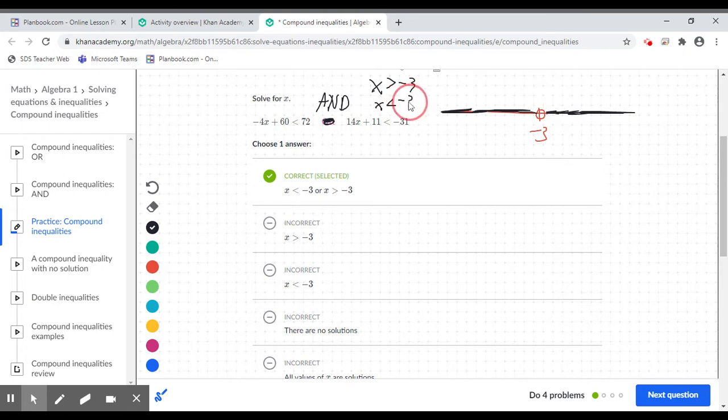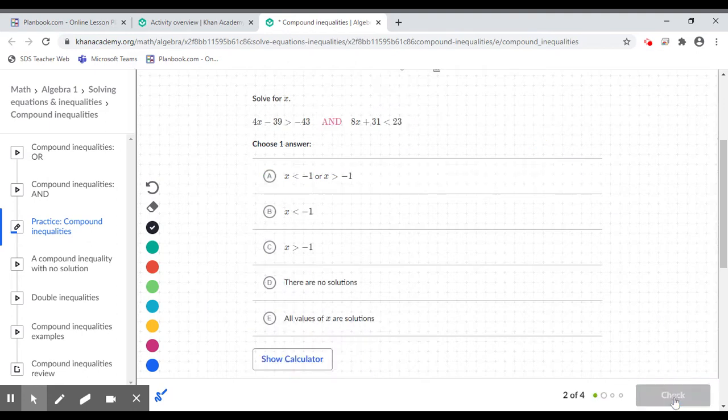Tell me where the shaded area overlaps. Does it ever overlap where x, the part I shaded, is greater than negative 3 and also less than negative 3? That doesn't make any sense. If that was the case, there would be no solution, and we would actually choose this right here, because there isn't a number that is both greater than negative 3 and at the same time less than negative 3. That doesn't exist. Okay, so let's move on to the next one.